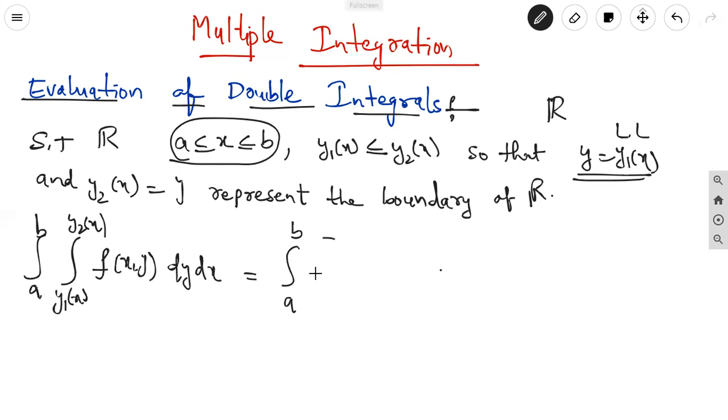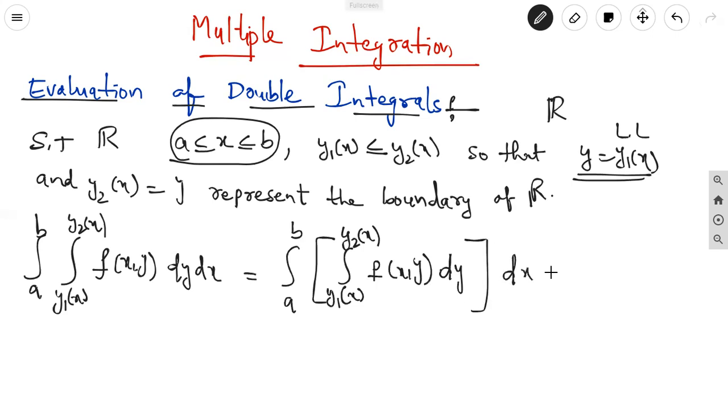These are the real values. First, we are integrating the function with respect to the other variable. Here, the y variable is expressed in x, which means first we integrate the y function. The y1 of x to y2 of x are the boundaries, that is lower limit and upper limit. The function f of x comma y is integrated with respect to y. After that, we integrate with respect to x. This is the way of the integration.